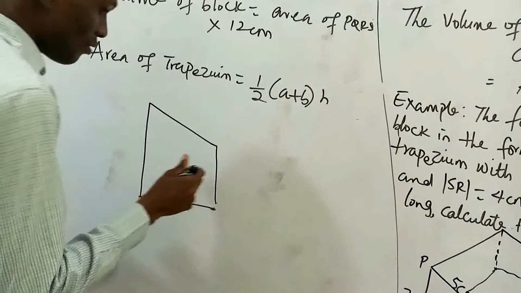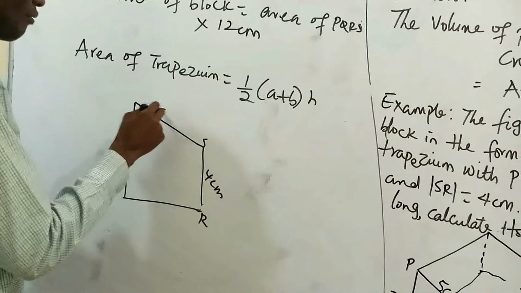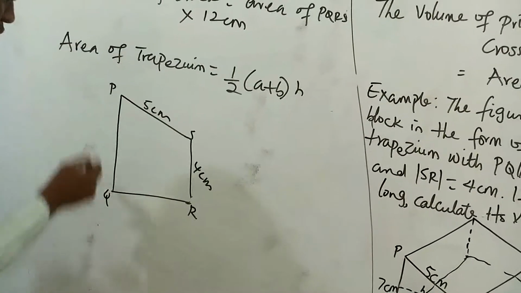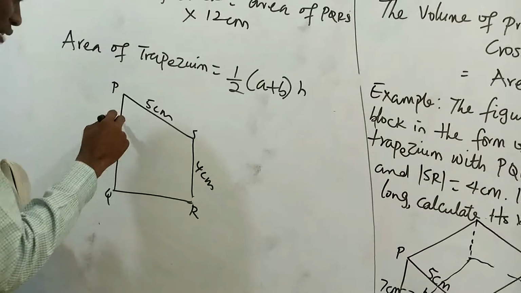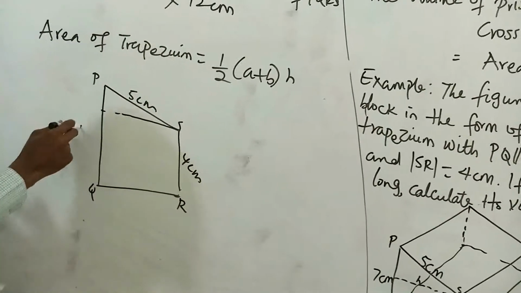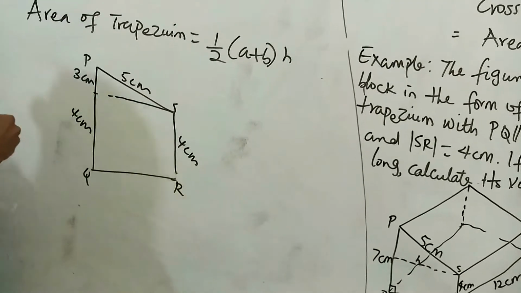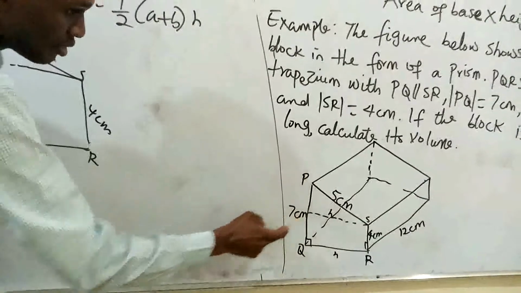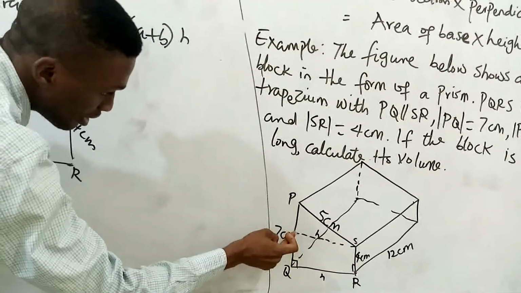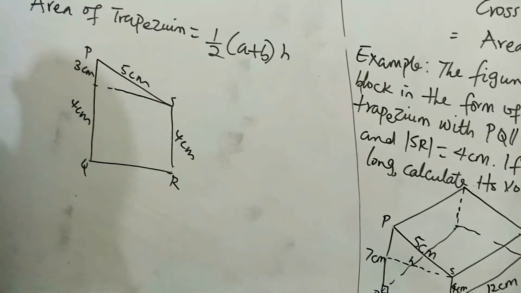We have here to be 4 cm, this is our SR. We have 5 cm, that's PS. And PQ we say is 7 cm, but we have demarcated. So by this demarcation, this should be equal to this. So we have here as 4 cm and this point as 3 cm. The whole of this is 7 cm and here is 4 cm. That means from this point to this point should be 4 cm. Then from here to here is 3 cm. So 4 plus 3 gives us 7.